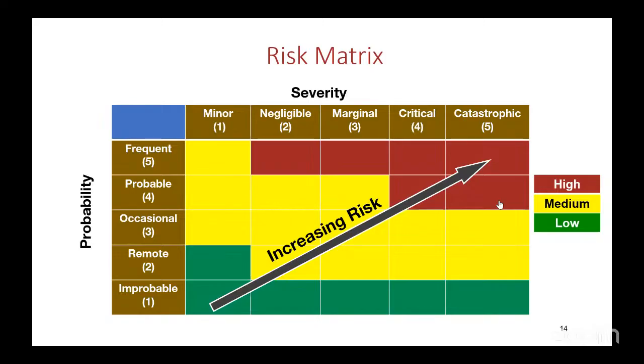Let's say, for example, somebody gets electrocuted. What would be the severity of that? Is it going to be minor, negligible, marginal, or critical? It may be critical. But if there is a possibility that it is going to happen frequently, then when you use the risk matrix, that is going to be what? High risk. I don't know if you are getting the way to use this chart.